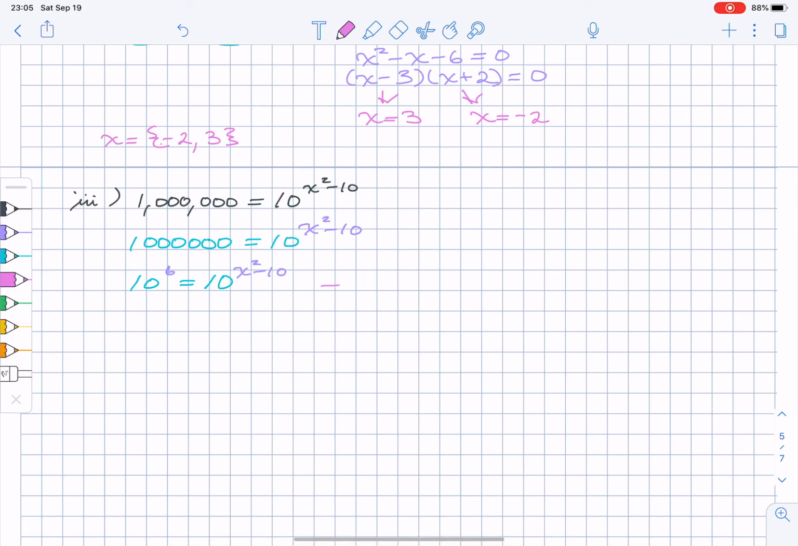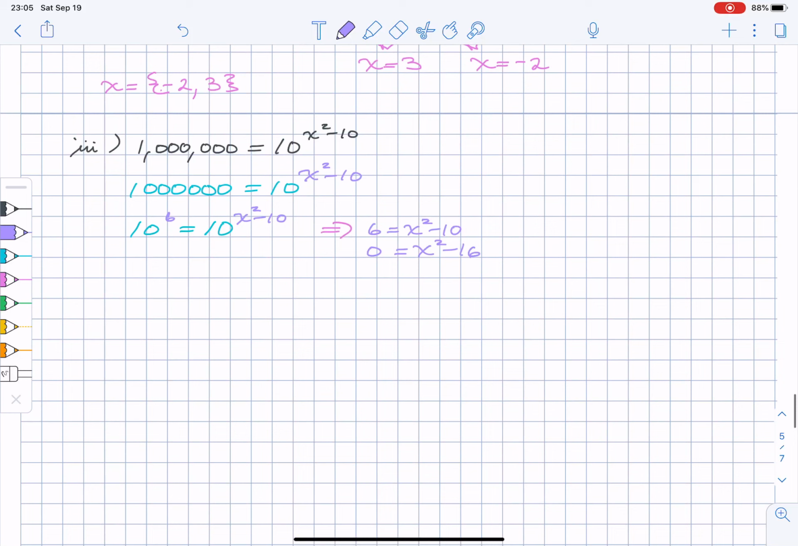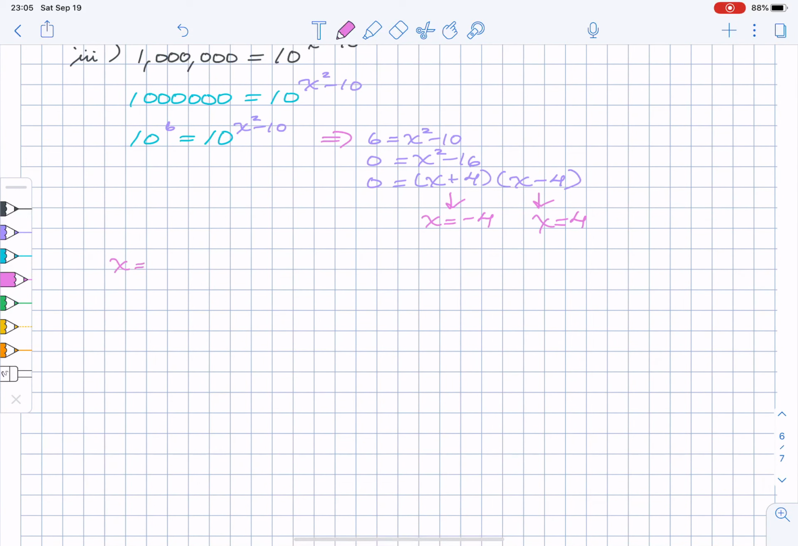Okay, so this implies I can equate the exponents now. So 6 is x squared minus 10. So subtracting 6, I get 0 is x squared minus 16. Well, that looks like the difference of squares. So I can factor this as x plus 4 times x minus 4. Meaning my roots are either negative 4 or positive 4. So the solution will be plus or minus 4. Both of them work. Okay, hopefully that makes sense, and I will see you in the next section.